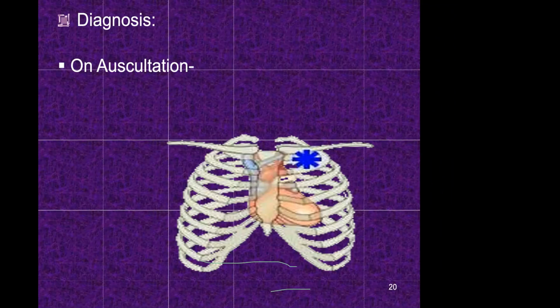So for the VSD, what was it? VSD was a pansystolic murmur. ASD was a wide and fixed split, right? And for the PDA, it is a continuous machinery murmur, like this.